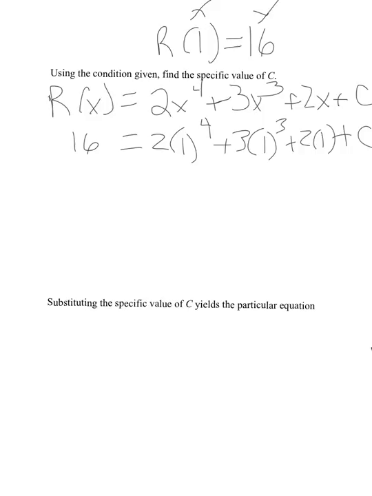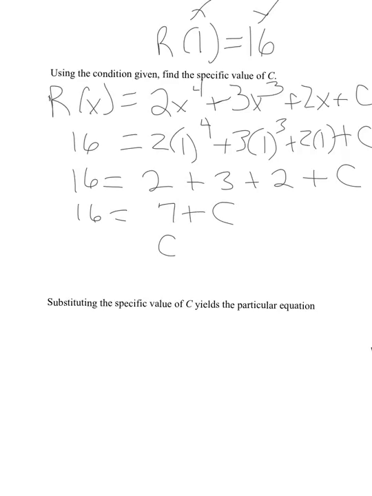So let's clean this up now. 16 will equal, what's 2 times 1 to the 4th? 2. Plus, what's 3 times 1 to the 3rd? 3. Plus 2 times 1 is 2. Plus c. Well, 2 plus 3 is 5. 5 plus 2 is 7. If 16 is equal to 7 plus c, what would c equal? Because I would subtract 7 from both sides, and I would get c is equal to 9.